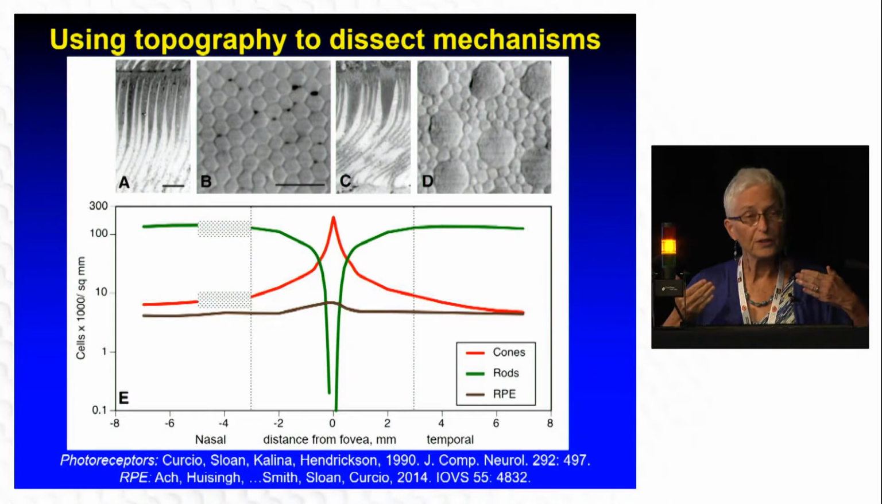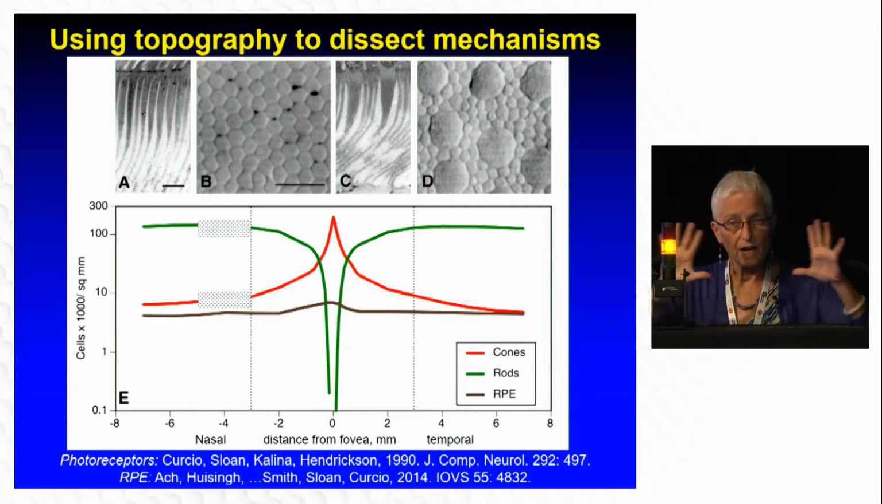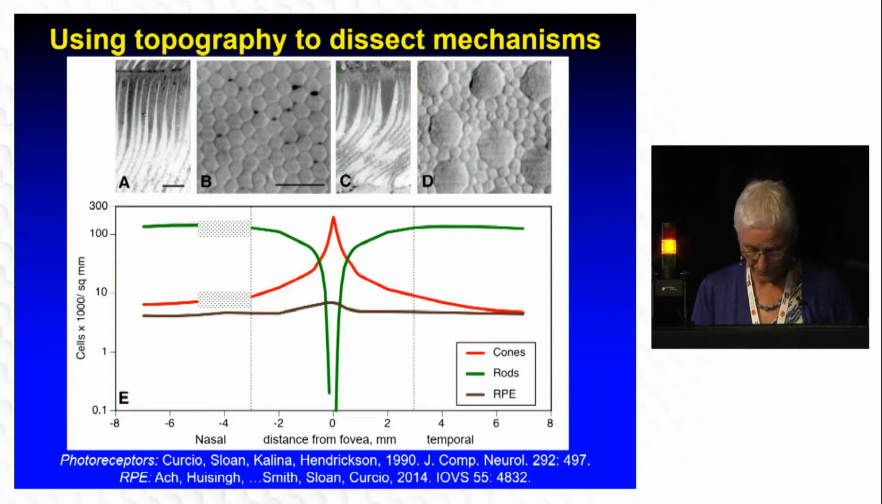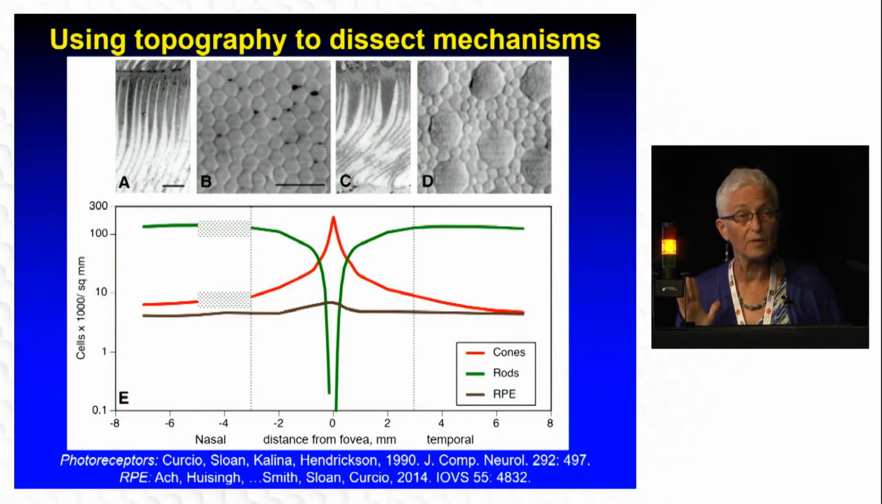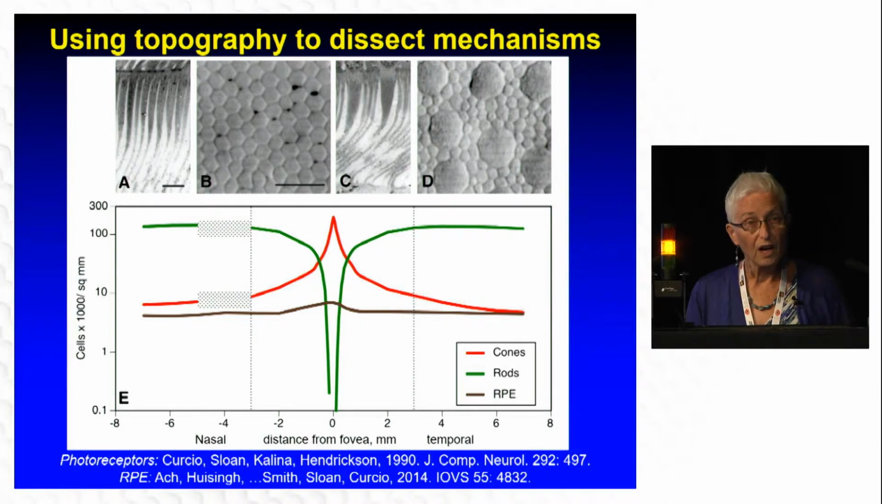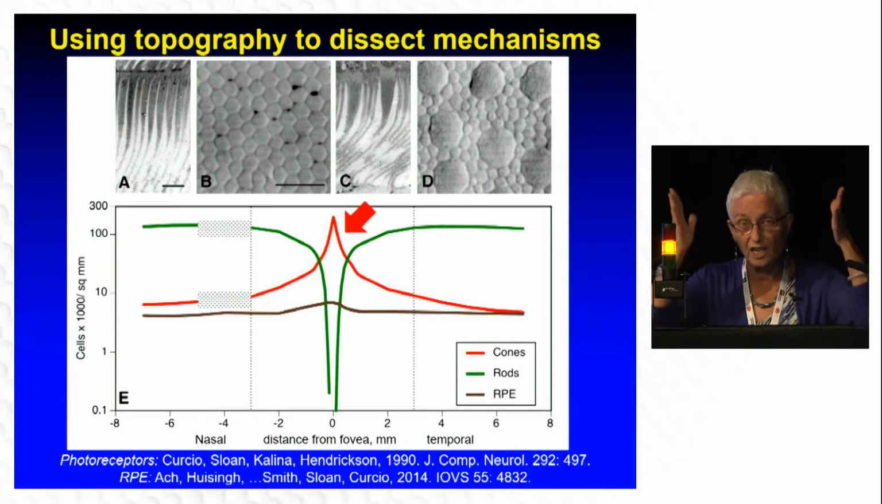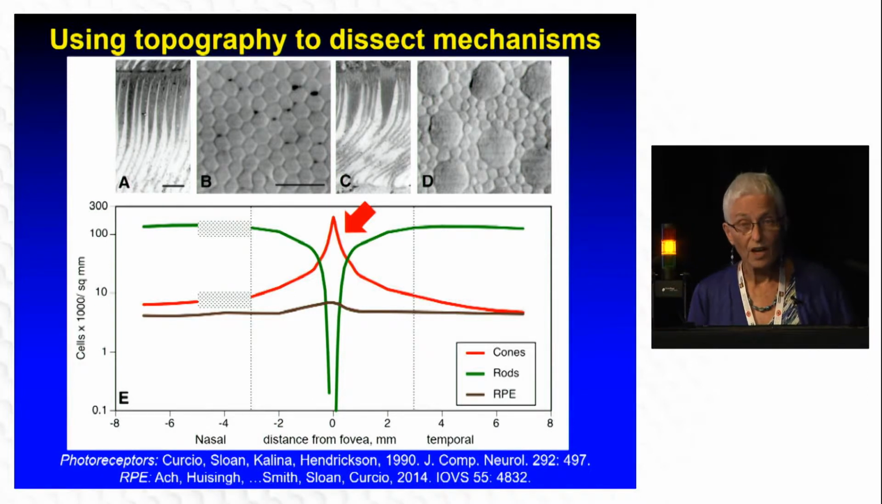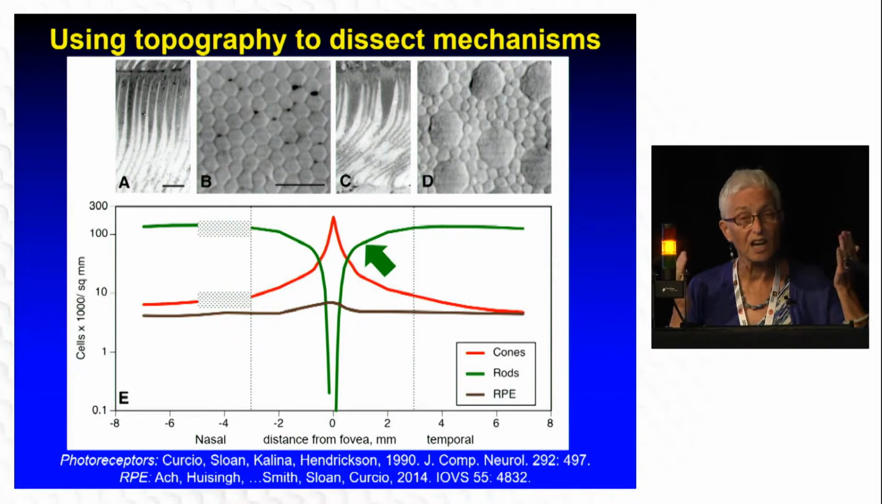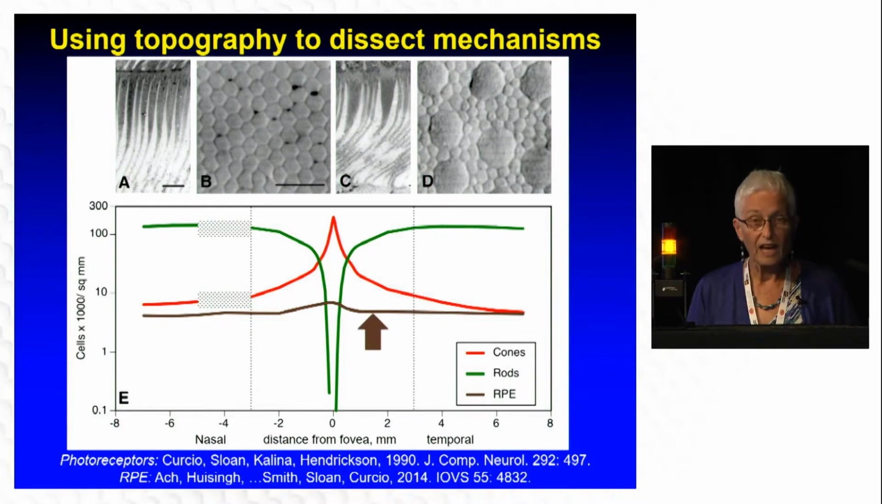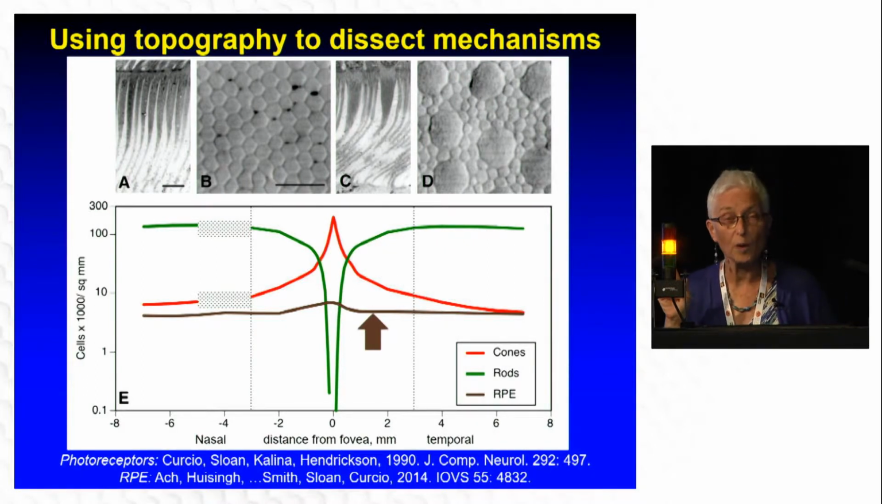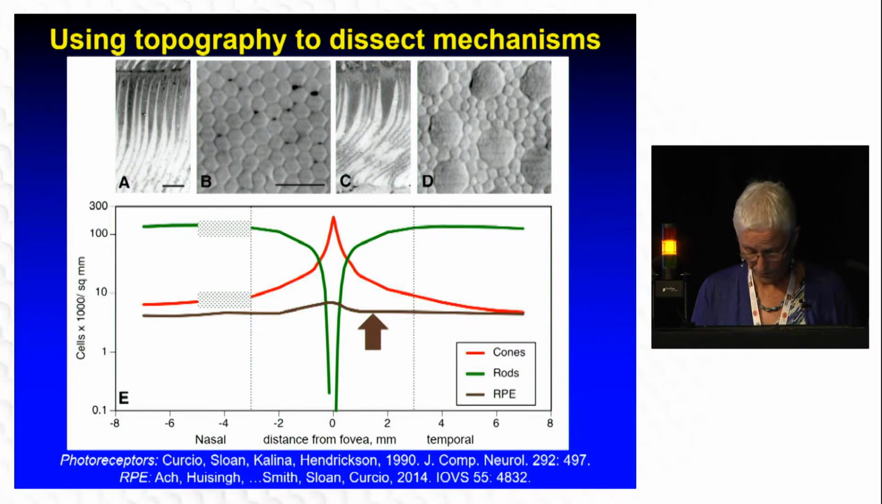So to go back to the neurosensory retina and to reconsider where does macular pigment fit in all of this, we can use topography of the macula to dissect mechanisms. This shows the topography of rods, cones, and RPE cells in normal human eyes. The macula is delimited by the dashed lines there. The red line indicates the peak of high cone density. The green line indicates where rods are located and how they fall to zero in the fovea. And then the brown line shows the RPE has a slight rise in the foveal center.